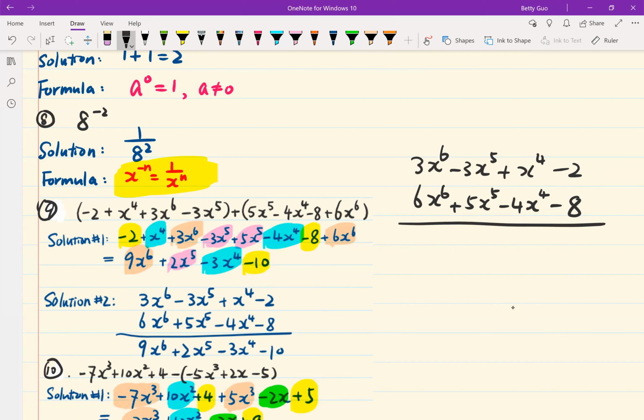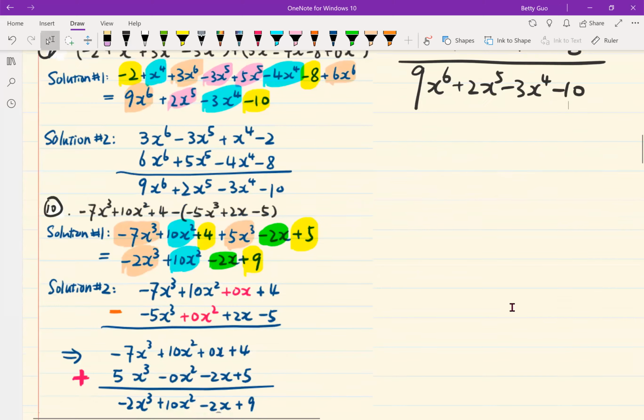Vertically, 3 plus 6, 9: 9x to the power of 6. -3 plus 5, +2, x to the power of 5. 1 minus 4, -3, x to the power of 4. -2 minus 8, -10. That's the addition of the 2 given polynomials.